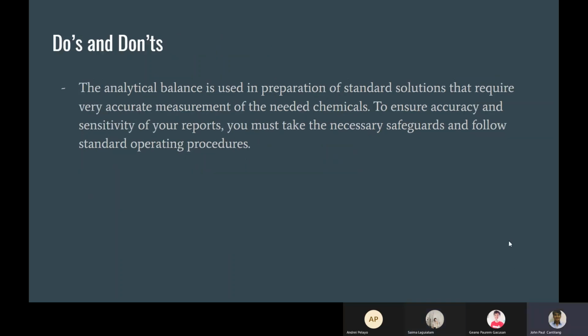Do's and don'ts. The analytical balance is used in preparation of standard solutions that require very accurate measurement of the needed chemicals. To ensure accuracy and sensitivity of your reports, you must take the necessary safeguards and follow standard operating procedures.